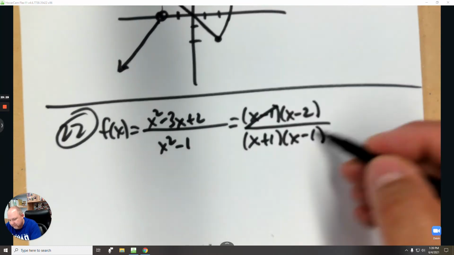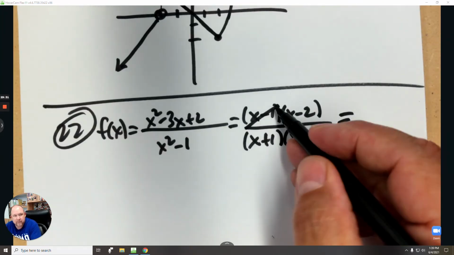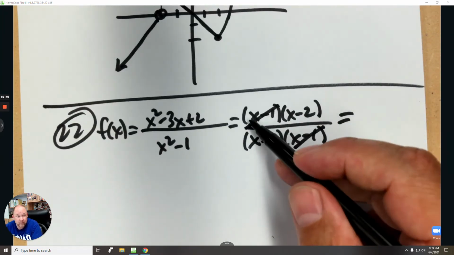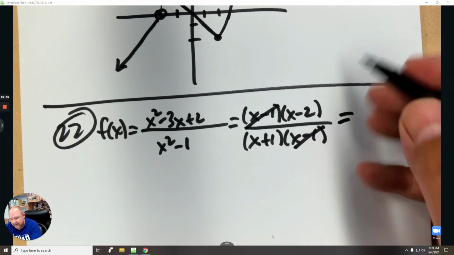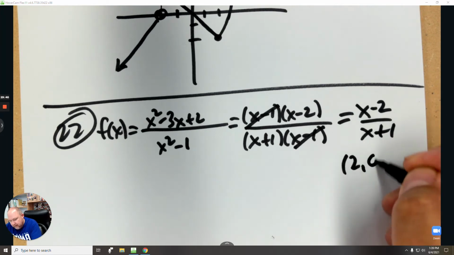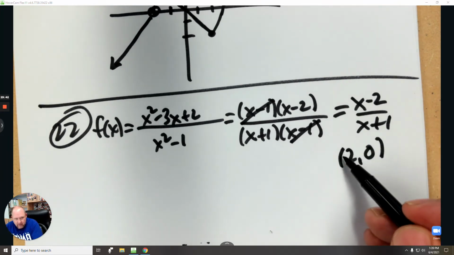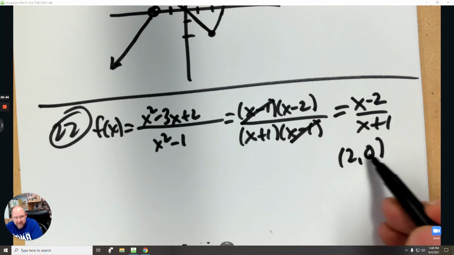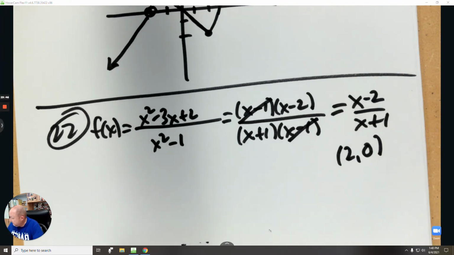Now for x-intercepts or zeros, I have to remove the hole. That's what this would create, a hole. We need to remove it. So the only x-intercept is from the numerator, and that answer is positive 2. And the reason it's positive 2 is that 2 take away 2 gives you the answer 0. So there's only one x-intercept, and it's at positive 2, or 0.